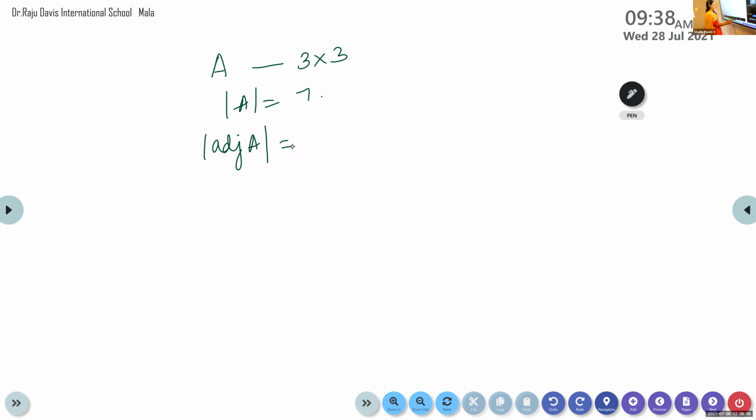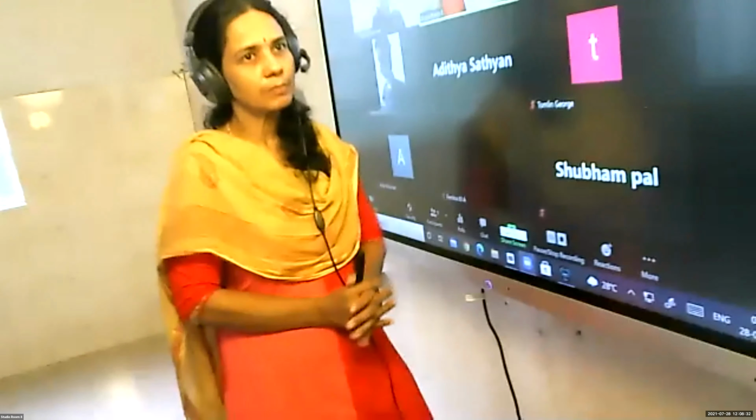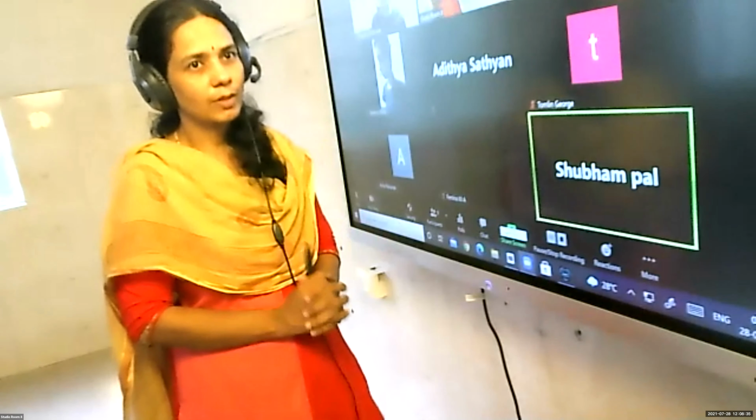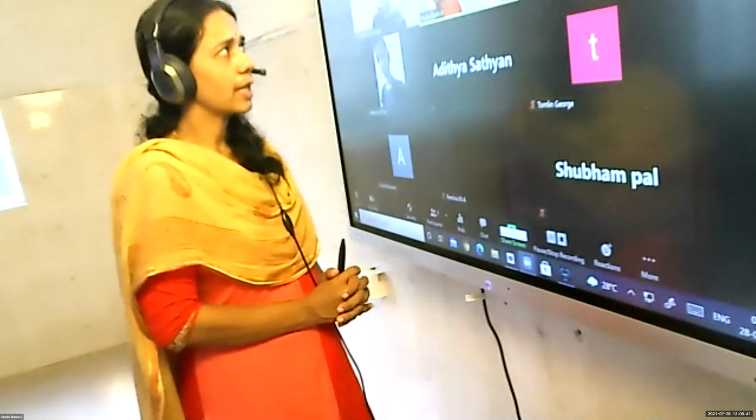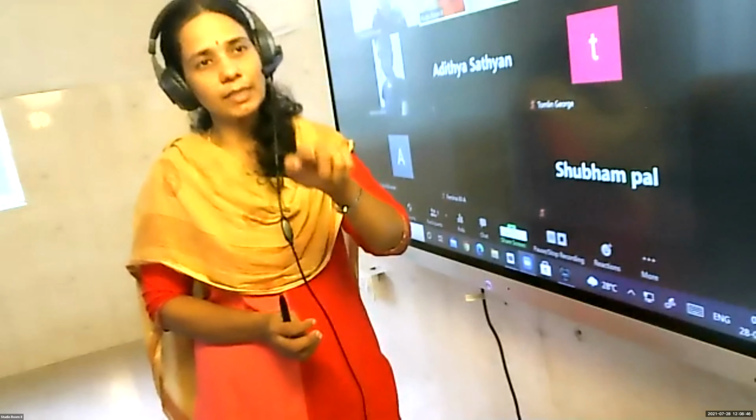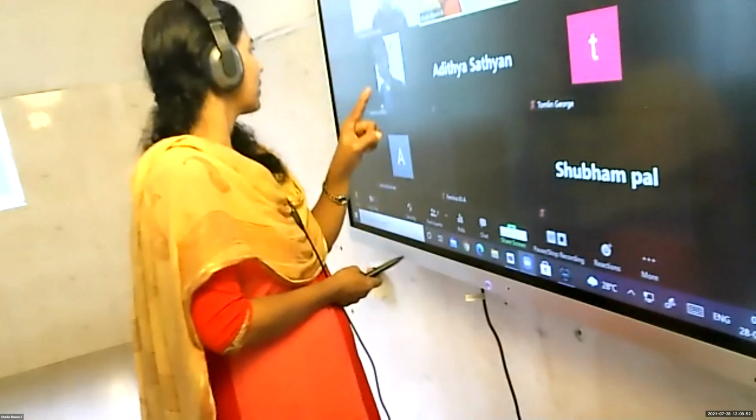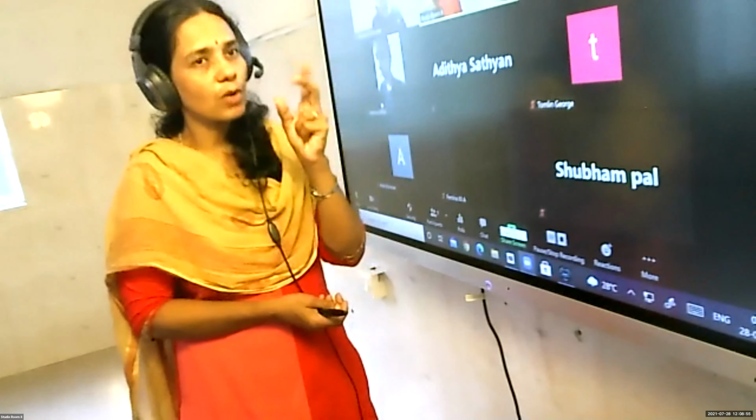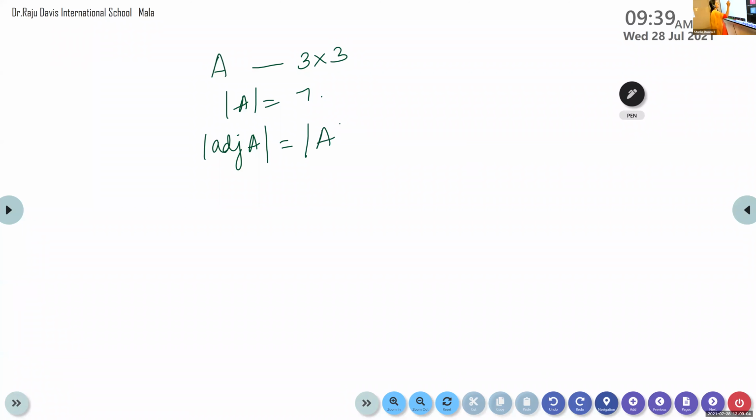If A is a 3 by 3 matrix, determinant of adj A will be the same as? Determinant A raised to n minus 1. If it is a matrix of order n, determinant of adj A will be determinant A raised to n minus 1. We have to reduce the power by 1. Here it is a matrix of order 3 by 3, so determinant of adj A is determinant A raised to 3 minus 1, that is determinant A square, isn't it? So it will be 7 square, which is 49.